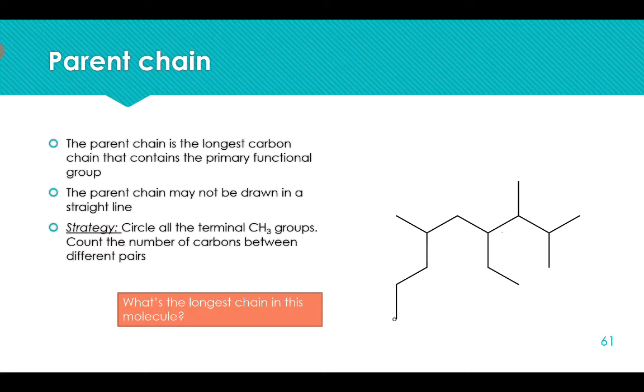So our longest chain is going to go from here to there, to here, and then we have a choice whether to go up or down, and that won't matter in the end. I'm just going to go across. And so our longest chain has 1, 2, 3, 4, 5, 6, 7, 8, 9 carbons in it.